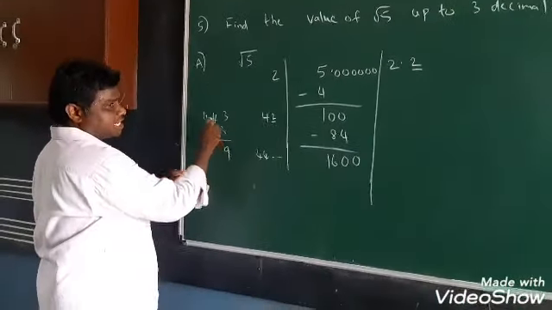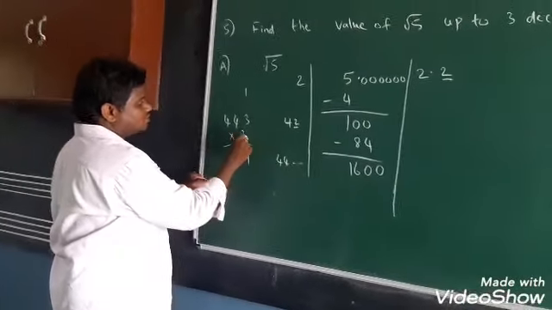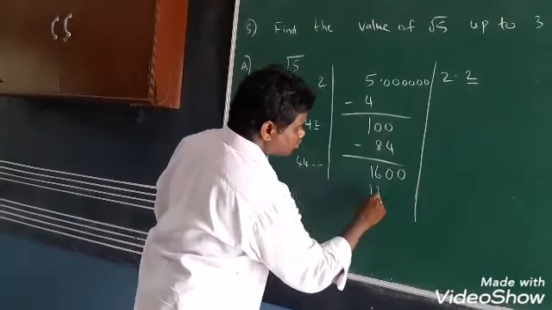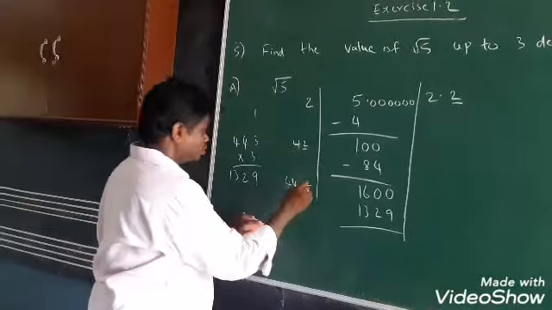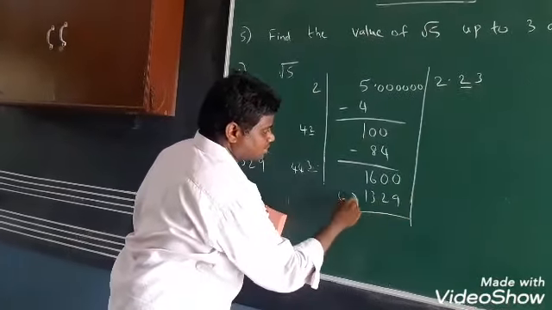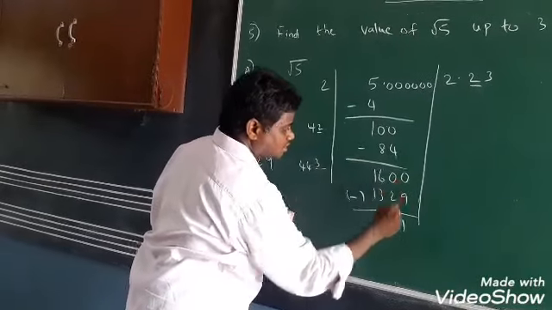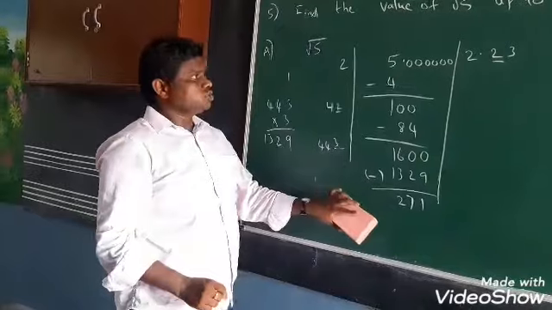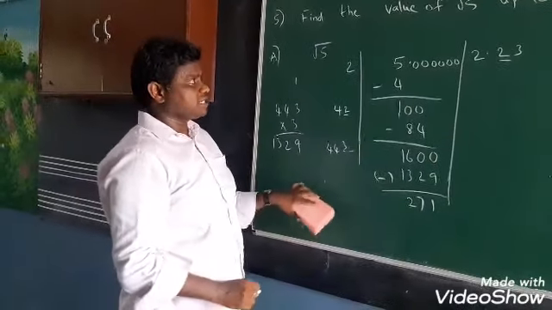3 3s are 9, 3 4s are 12, 3 4s are 12, 12 plus 1, 13. That is 1329. That's it. So you have to keep 3. For the remainder: 10 minus 9, 1; 9 minus 2, 7; 5 minus 3, 2. So you got 271 as the remainder.